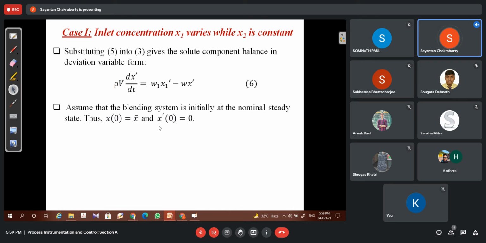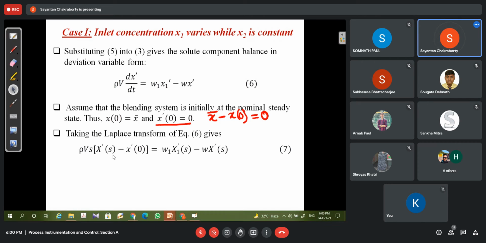So what will be x prime 0? x prime 0 is x minus x0, or x bar minus x0. It is x bar minus x0, so that will be equal to 0. So obviously this is a 0 initial condition with respect to the new variable, the deviation variable. Therefore, we take a Laplace transform. So what will you get from this expression?